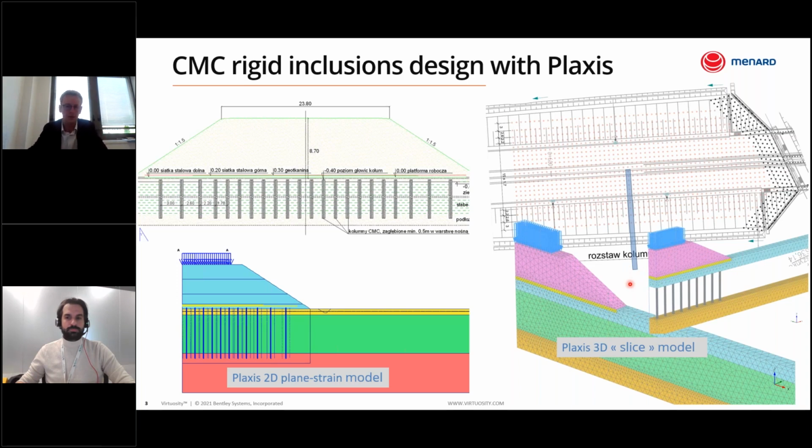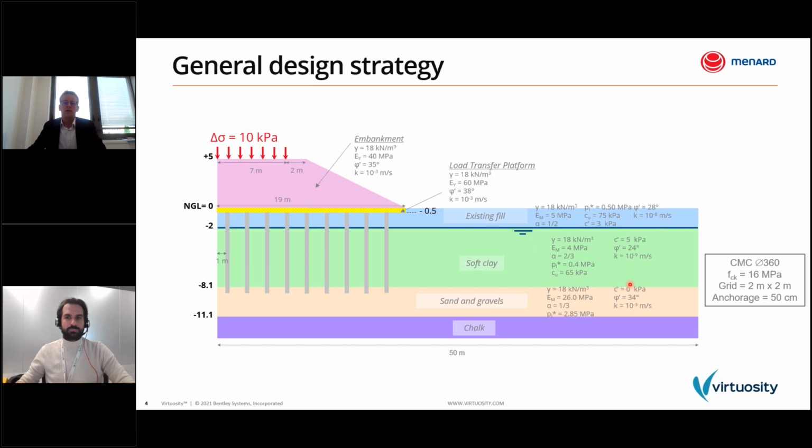So at Menard, our strategy, we mainly rely on PLAXIS 2D models. First, because once the initial calibration is done, we can run all the different 2D cross-sections quite fast. And the other reason is that we have much more PLAXIS 2D licenses than PLAXIS 3D licenses.